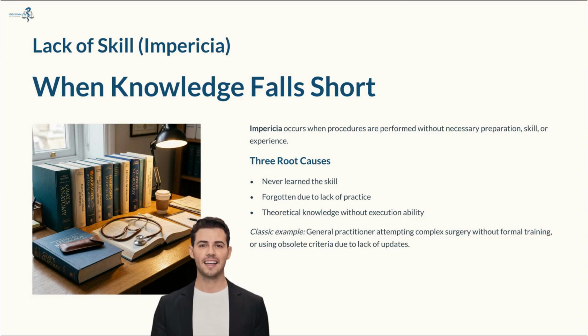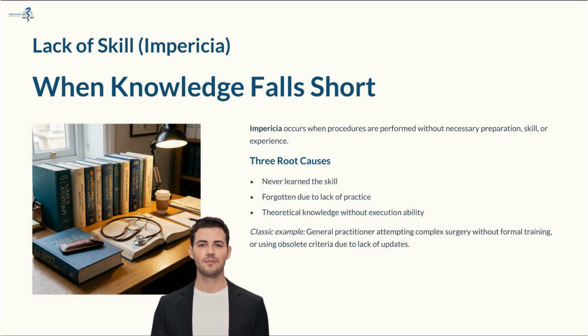Now let's talk about lack of skill, imperizia. Here, the issue is not what was omitted, but rather what was performed without possessing the necessary preparation, skill, or experience. A classic example is a general practitioner attempting to perform a complex surgical procedure without formal training, or the professional who has not updated their knowledge in years and makes mistakes because they continue to rely on obsolete criteria.